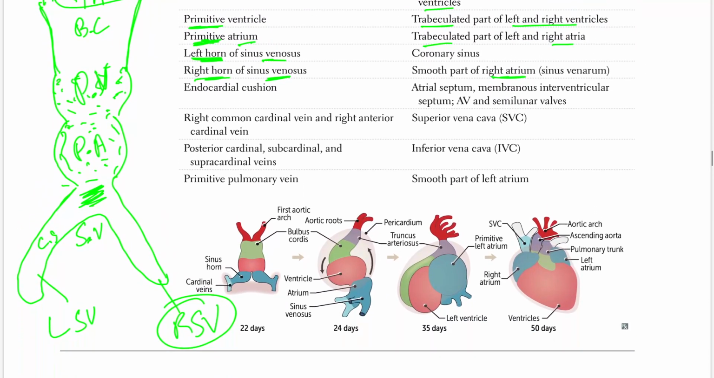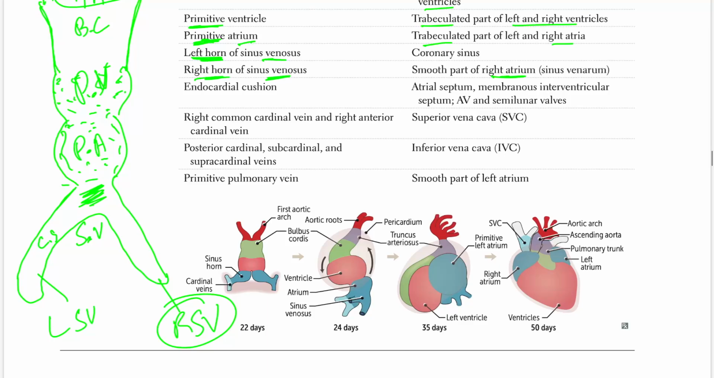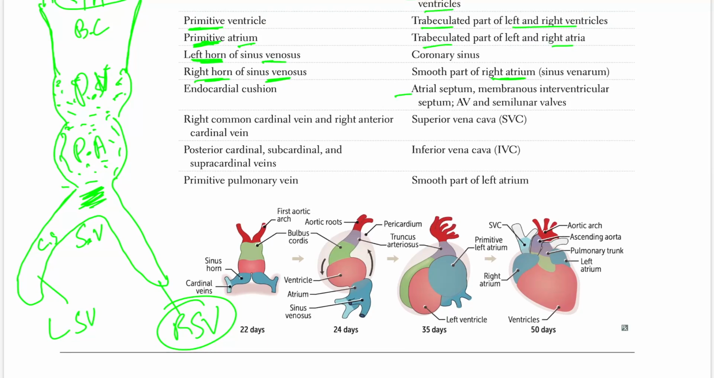Okay. Endocardial cushions give the atrial septum, membranous interventricular septum, AV and semilunar valves. So all the valves, we know that. On top of that, we're talking about atrial septum and membranous interventricular septum and all the valves, right?